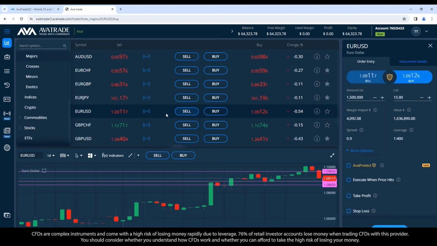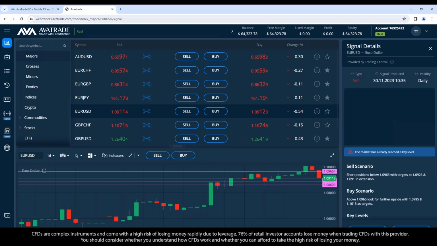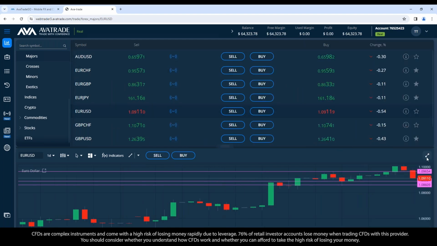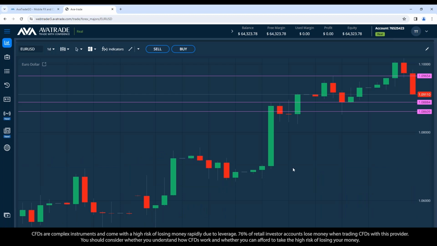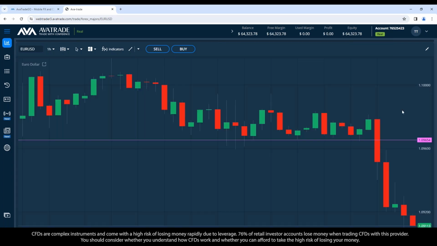okay? There is a signal on this, by the way. The signal already reached a key level. You see, it was a sell signal that already came to fruition. So it's already dropped. So this might mean that it's in good position if you were looking to buy, if it already dropped. I see the 1 day candle, a significant drop. Let's go to 1 hour candles. Okay, really large drop in the Euro USD.